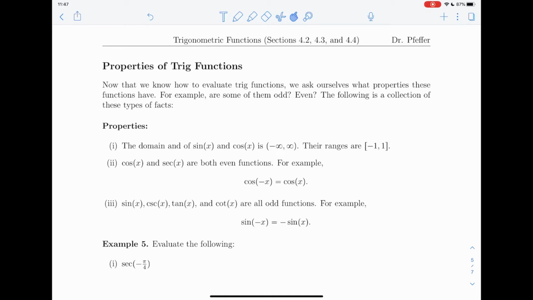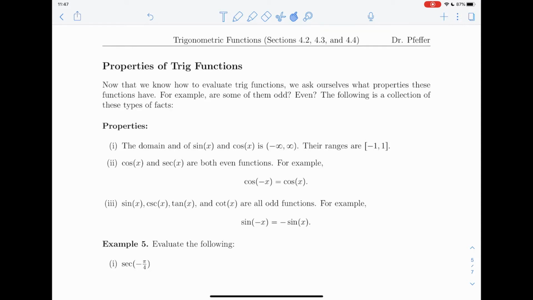Welcome back to part 3 of our lesson on trigonometric functions. At the end of the last video, we finished off discussing how we might evaluate our 6 basic trig functions at any angle. This means angles that could live in quadrants 1, 2, 3, or 4, whether that angle was positive or negative.